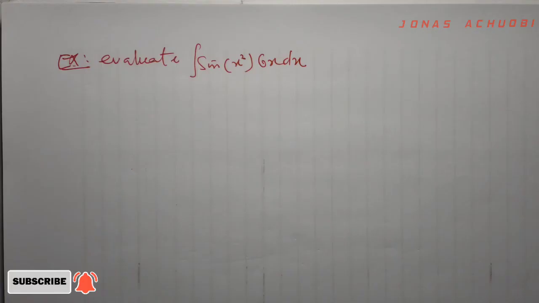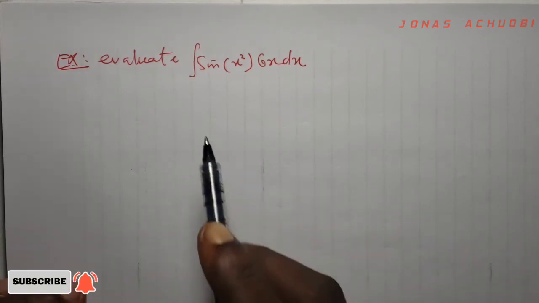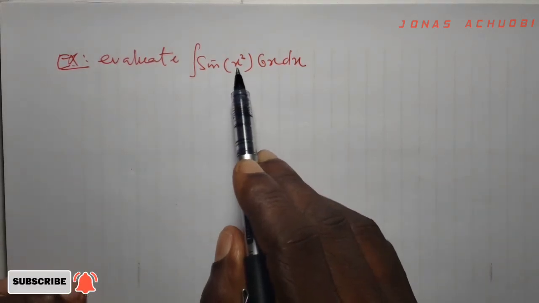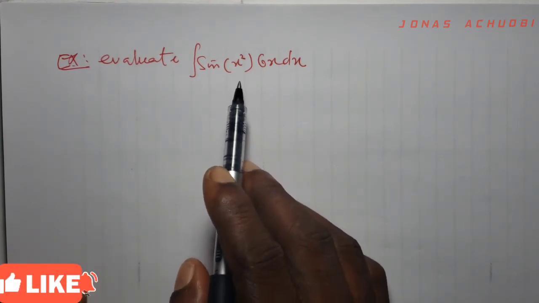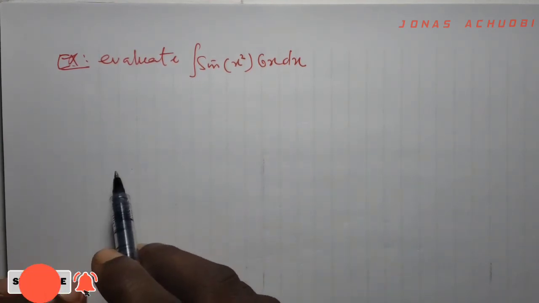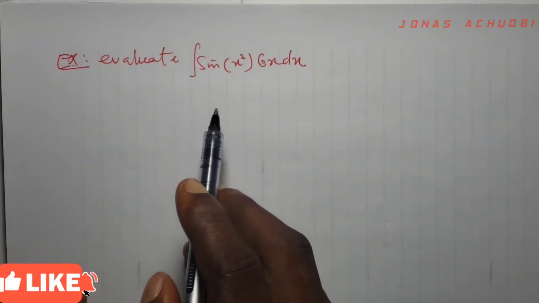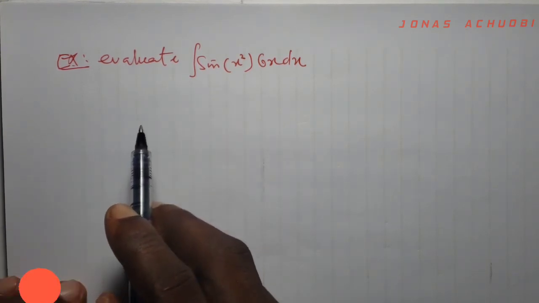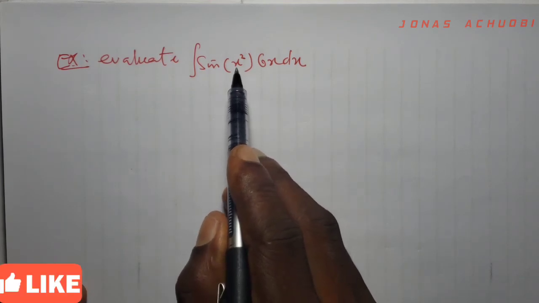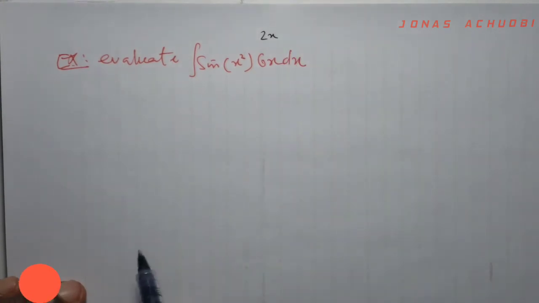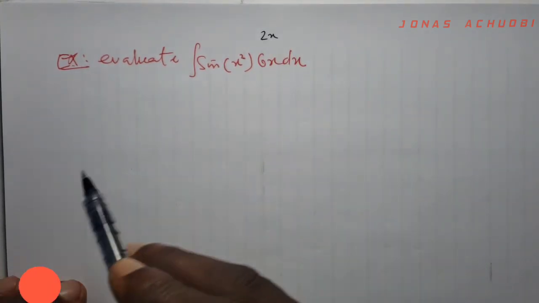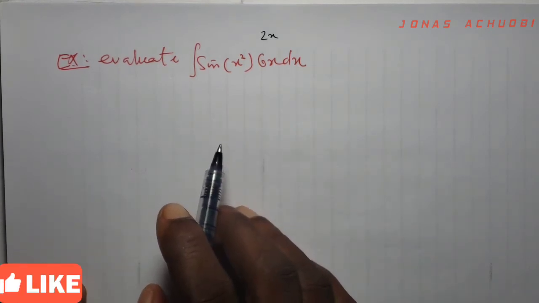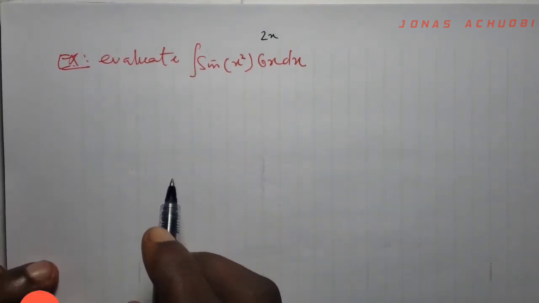Let us take the last example. We are asked to evaluate here the integral of sine x squared times 6x dx. And this problem looks similar to the last example. But let us see if we can apply the method of u-substitution. So we will differentiate the function inside, x squared. What do we get? We get 2x. And this is 6x. So it looks as though that method cannot be applied. But it can be applied if we tweak the problem a little, as follows.